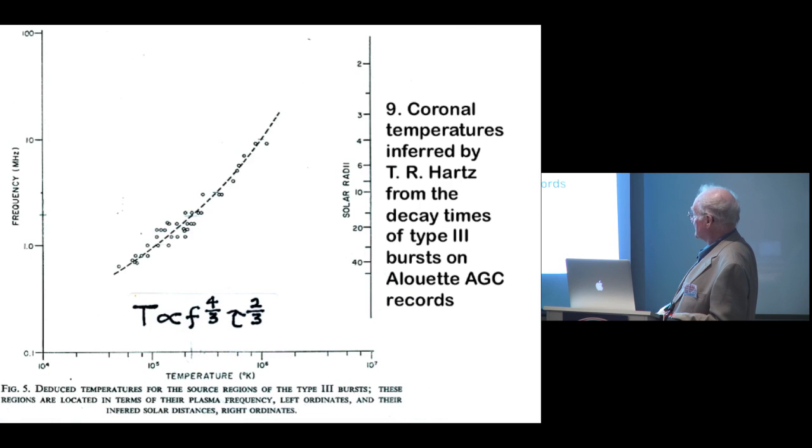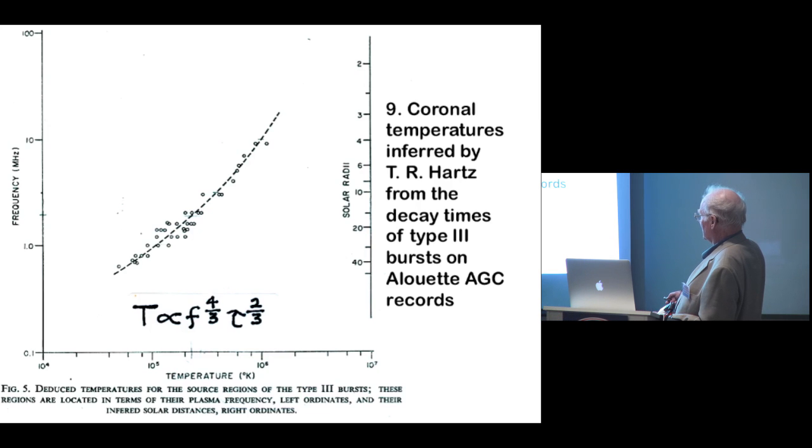This is a summary of his results, and these were published in 1969. And looking at this graph, you can see the left-hand scale, the frequency scale. This is the frequency of the bursts, assumed to be also the plasma frequency in the corona where the bursts are generated. Notice the temperature scale at the bottom. These are the temperatures that Hartz inferred from the time constants of the burst, according to standard theory, which is represented by this formula here.